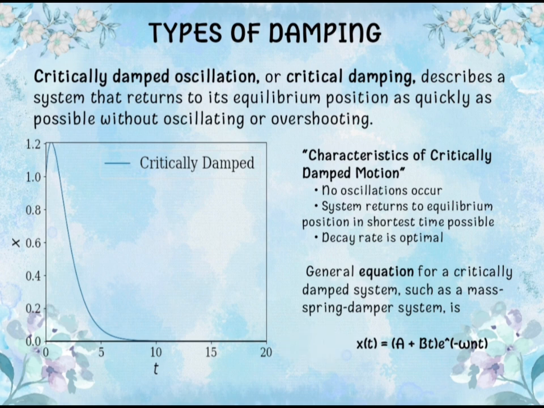To summarize, damping helps control oscillation by reducing energy in a system, whether it's underdamped, overdamped, or critically damped. Each type plays an important role in how a system moves and settles.